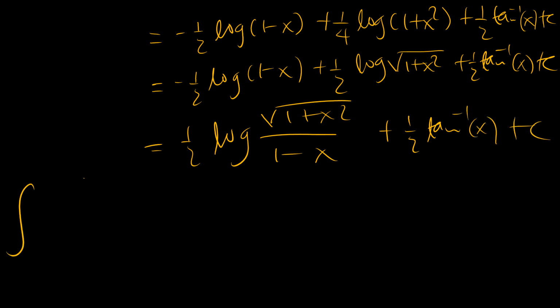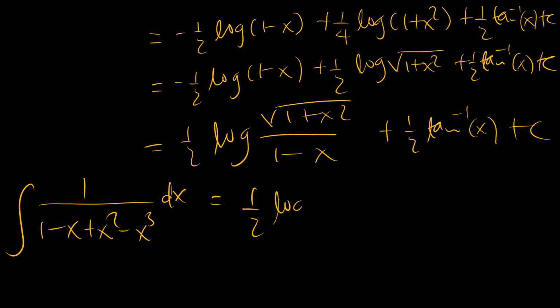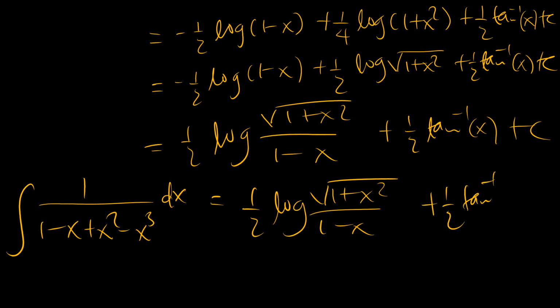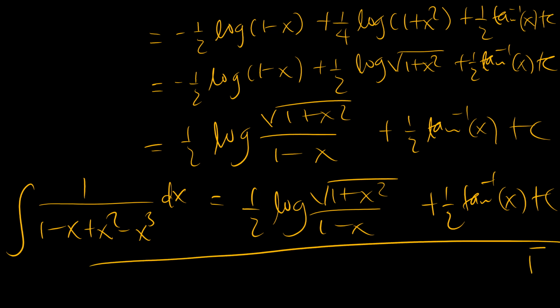So in other words, our integral of 1 over 1 minus x plus x squared minus x cubed is equal to a half natural logarithm of the square root of 1 plus x squared over 1 minus x plus a half arctangent of x plus the integration constant. Ladies and gentlemen, that is our answer.